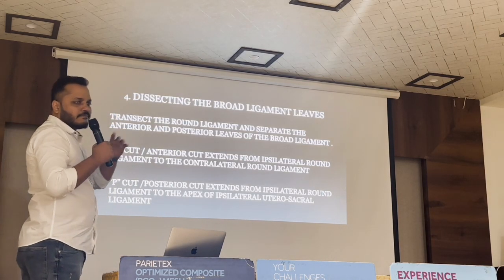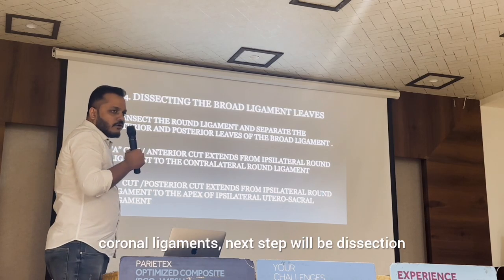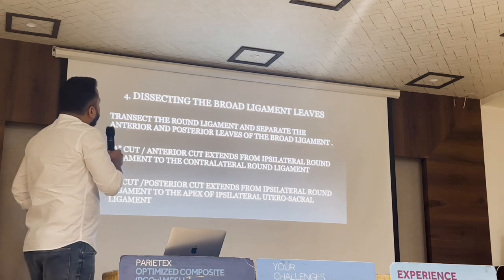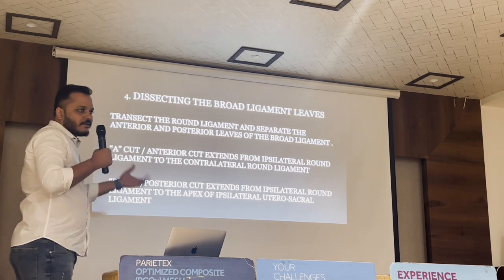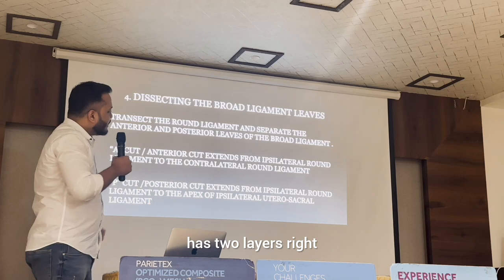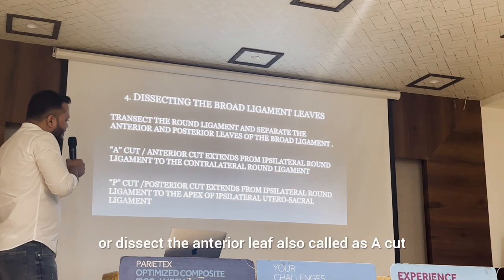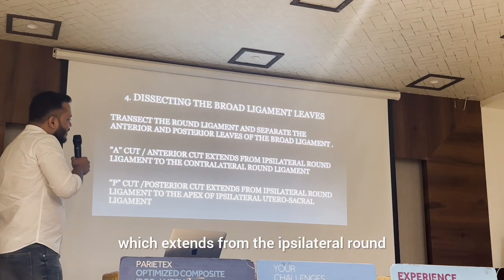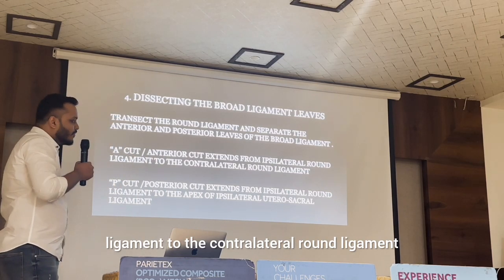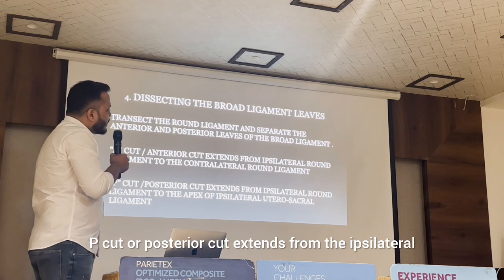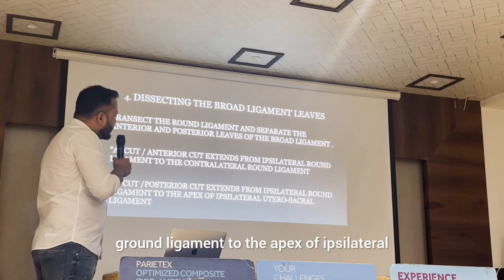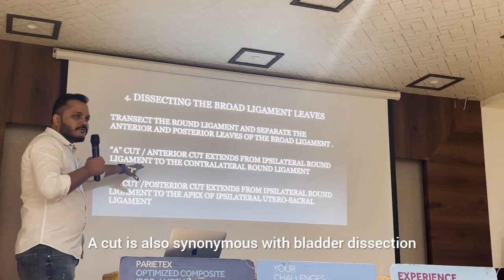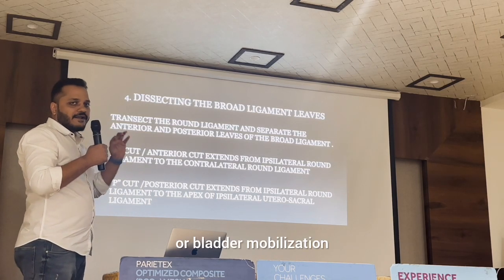After, let us say, dissecting the cornual ligaments, the next step will be dissection of the broad ligament leaves, right? The broad ligament has two layers. We will divide the anterior leaf, also called the A cut, which extends from the ipsilateral round ligament to the contralateral round ligament. The P cut, or posterior cut, extends from the ipsilateral round ligament to the apex of the ipsilateral uterosacral ligament. The A cut is also synonymous with bladder dissection or bladder mobilization.